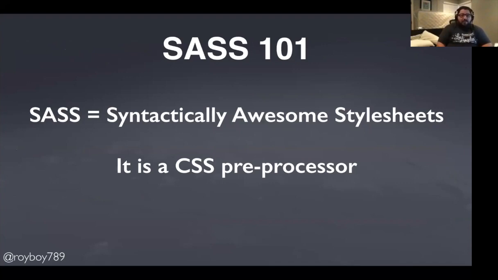SASS is a way to actually write CSS code and then have it compile into CSS. So it goes from something a little bit more complex and sometimes a lot easier, and then that gets converted into CSS, which the browser can then read.